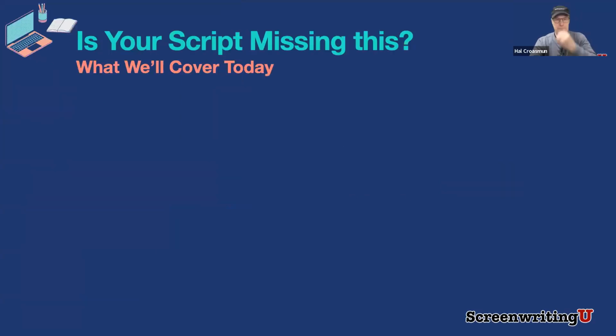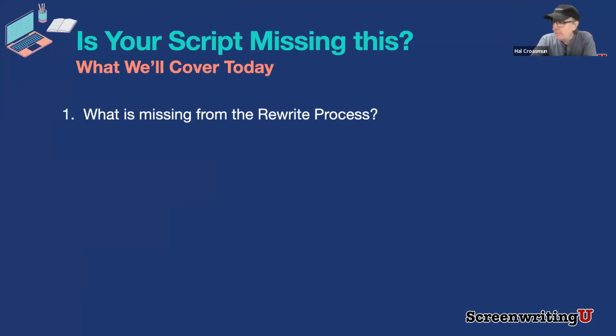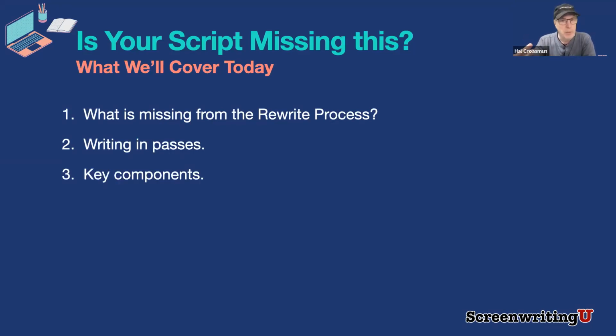So here we go. First, here's what we'll cover. What's missing from the rewrite process? That's going to be the first question. We're going to talk about how to rewrite in passes, which is a much stronger and more professional strategy. We will then look at some key components of the rewrite process so that you can make sure that you have them and you're using them. And finally, we'll talk about the upcoming class, the 10-week professional rewrite class that has made a huge difference for writers who are trying to break into the industry and for writers who are winning contests.